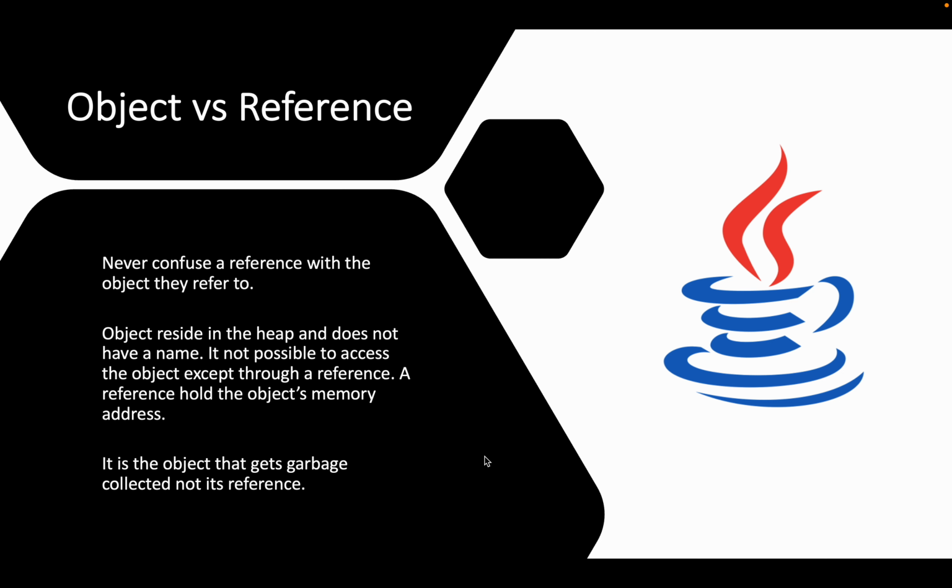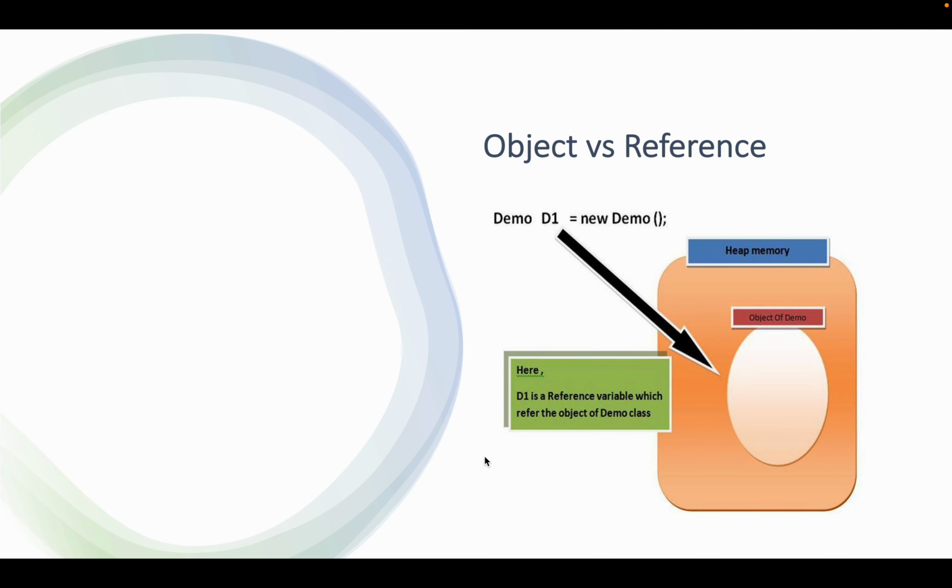Then object versus reference. You should never confuse a reference with the object they refer to. Object resides in the heap and does not have a name. It's not possible to access the object except through a reference. A reference holds the object's memory address. It is the object that gets garbage collected, not its reference. That's what you have to understand between these two.